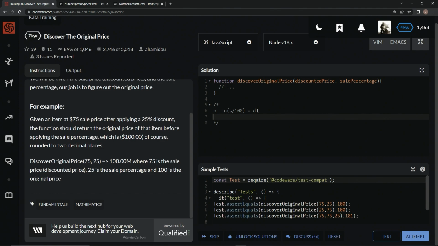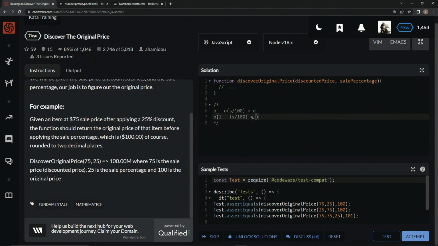So we're going to say O times 1 minus S over 100 equals D, right? Because since they both have O's, we can take the O out of it and multiply 1 minus this times O, and it's the same thing, right? Basic algebra, right?